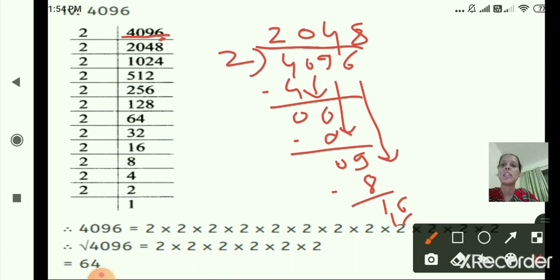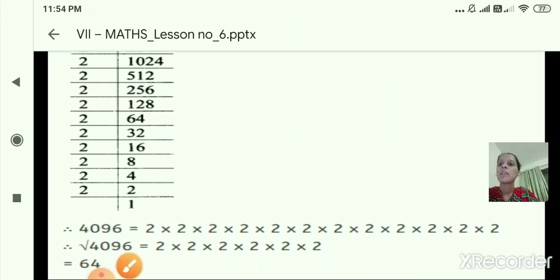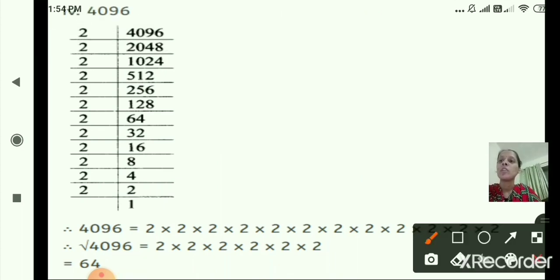So 2048 is divisible by 2 again, as at the unit place 8 is there, right? So I have written here 2. Firstly you will divide 4096 by 2, you will get 2048. Now 2048 you will divide by 2, you will get 1024. That division you will do on your own. Now 1024 you will divide by 2.